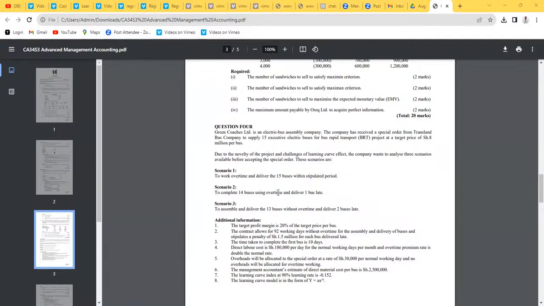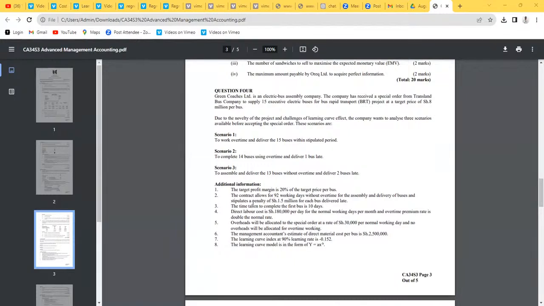So let's look at the consequences. The target profit margin is 20% of the target price per bus. The contract allows for 92 working days without overtime for assembly and delivery of buses and stipulates a penalty of 1.5 million for each bus delivered late. The time taken to complete the first bus is 10 days.